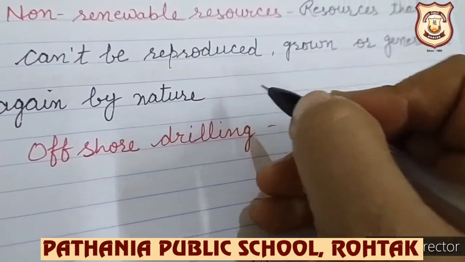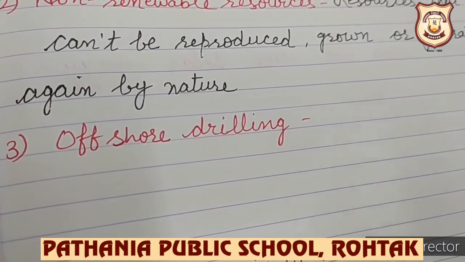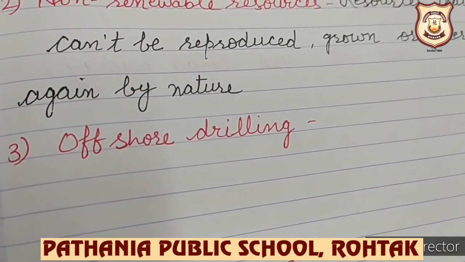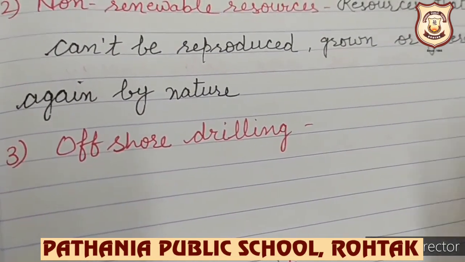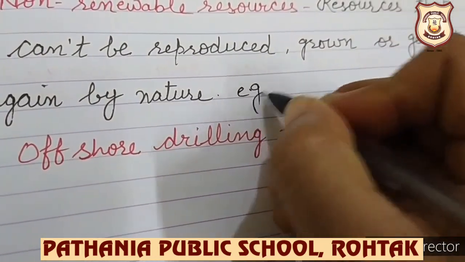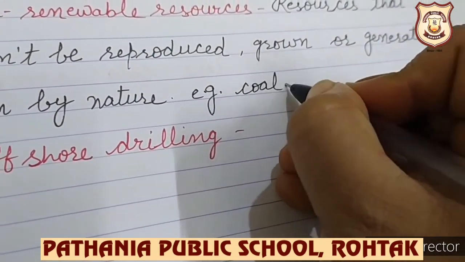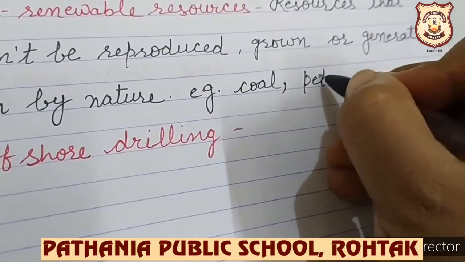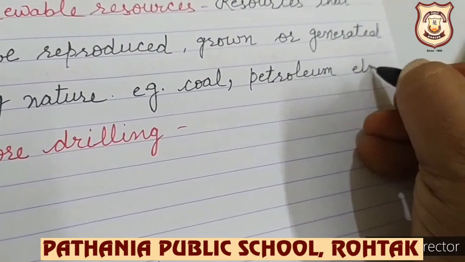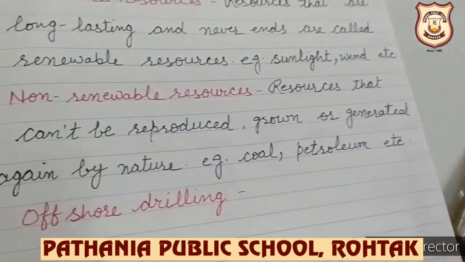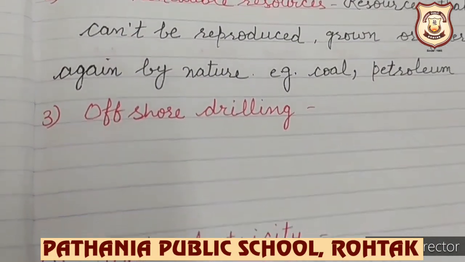Okay, means resources that cannot be reproduced, they cannot produce again, cannot grow, cannot be generated again by the nature. And you have to write example for that. Okay, you have to give example: coal, petroleum, etc. Okay, so this is the definition of non-renewable resources.